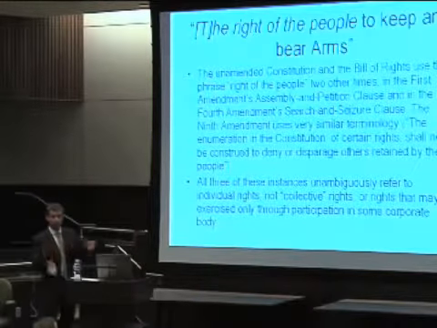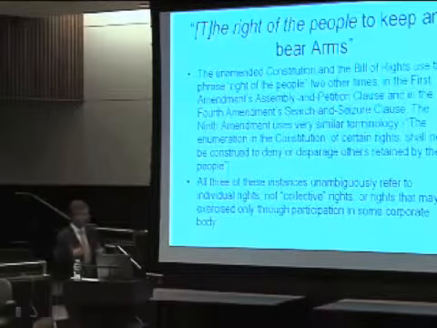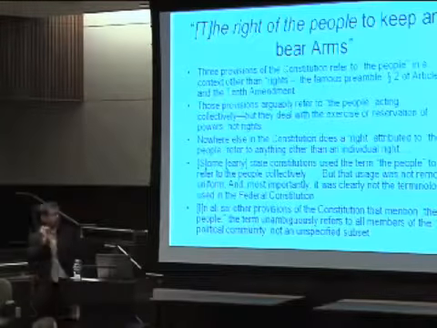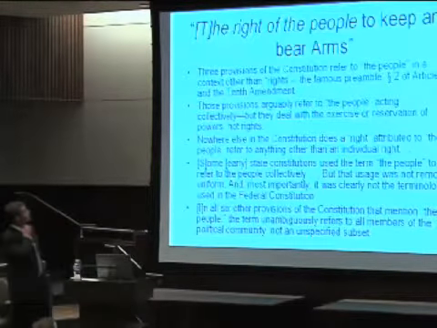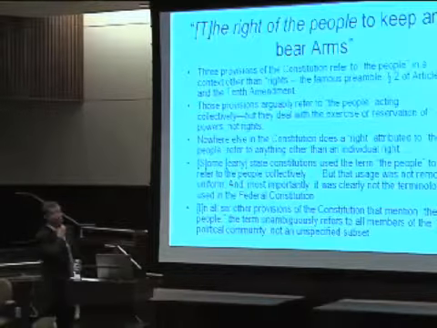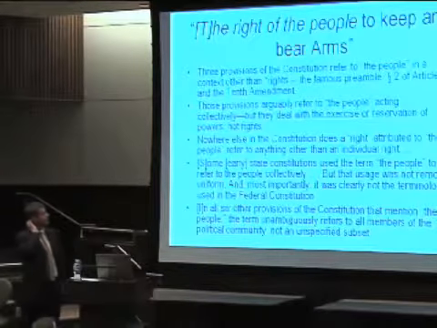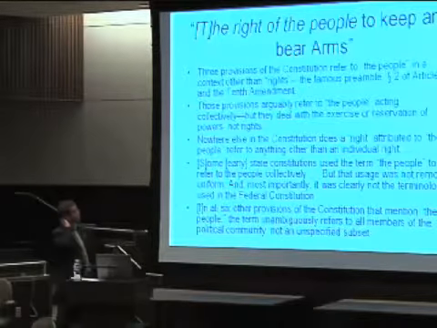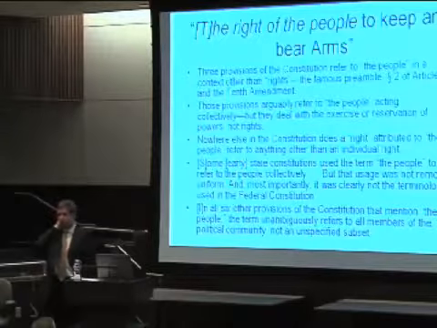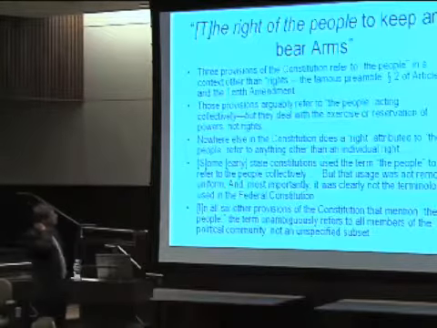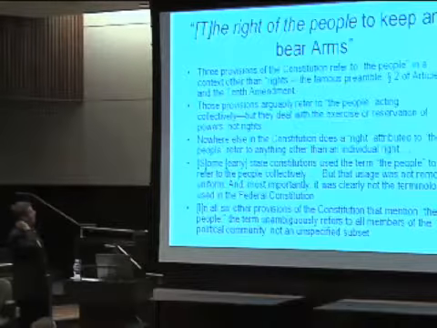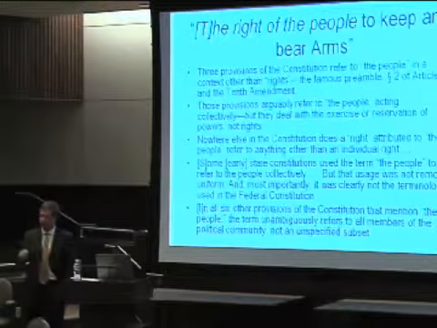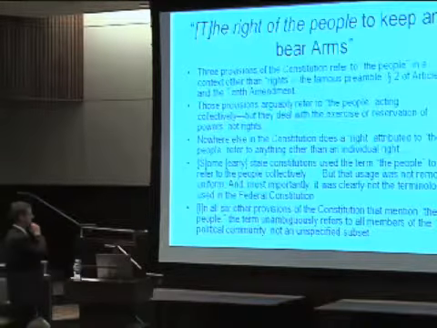How do we know this? Because we have cross-references within the very same document. Now, it's interesting, we have other references to the people. Three provisions of the Constitution refer to the people in a context other than rights. The preamble, we the people of the United States. Section 2 of Article 1, which is that the people shall elect the House of Representatives. And the 10th Amendment, which talks about powers reserved to the states and the people. So he says, well, those might refer to acting collectively. But that's the people. The people could be collective, but the right of the people, at least in the federal constitution, that's always about individual rights.